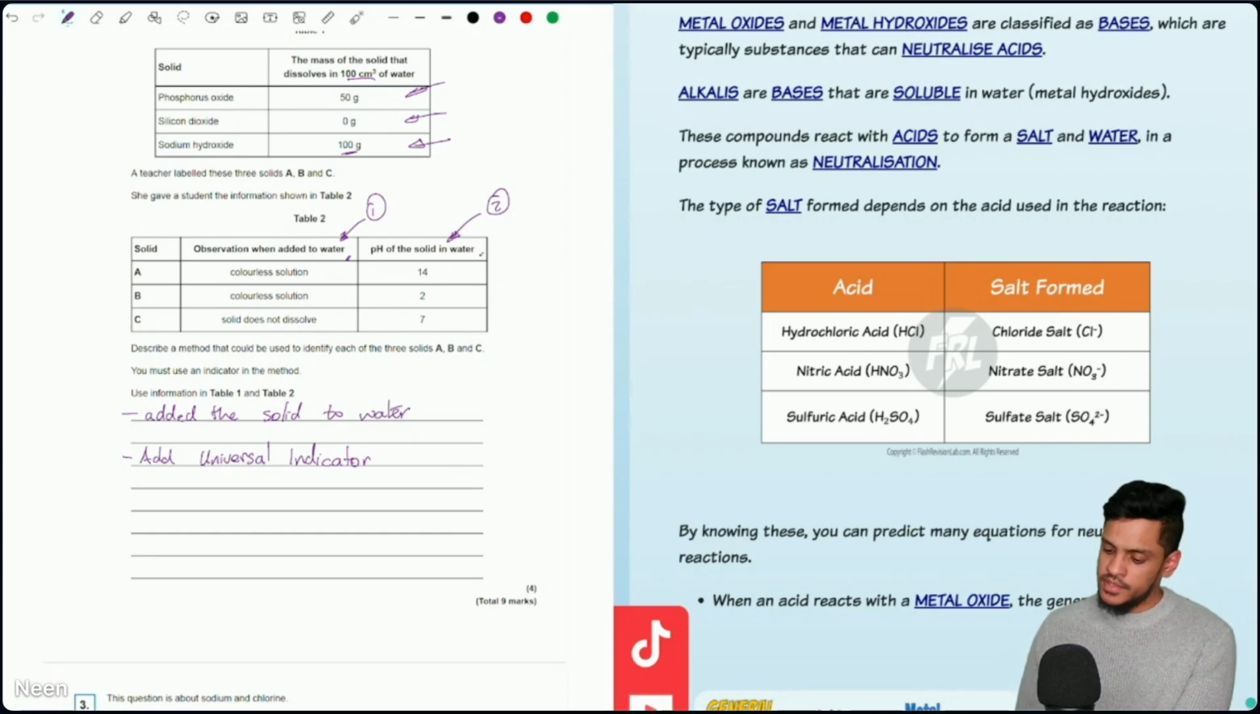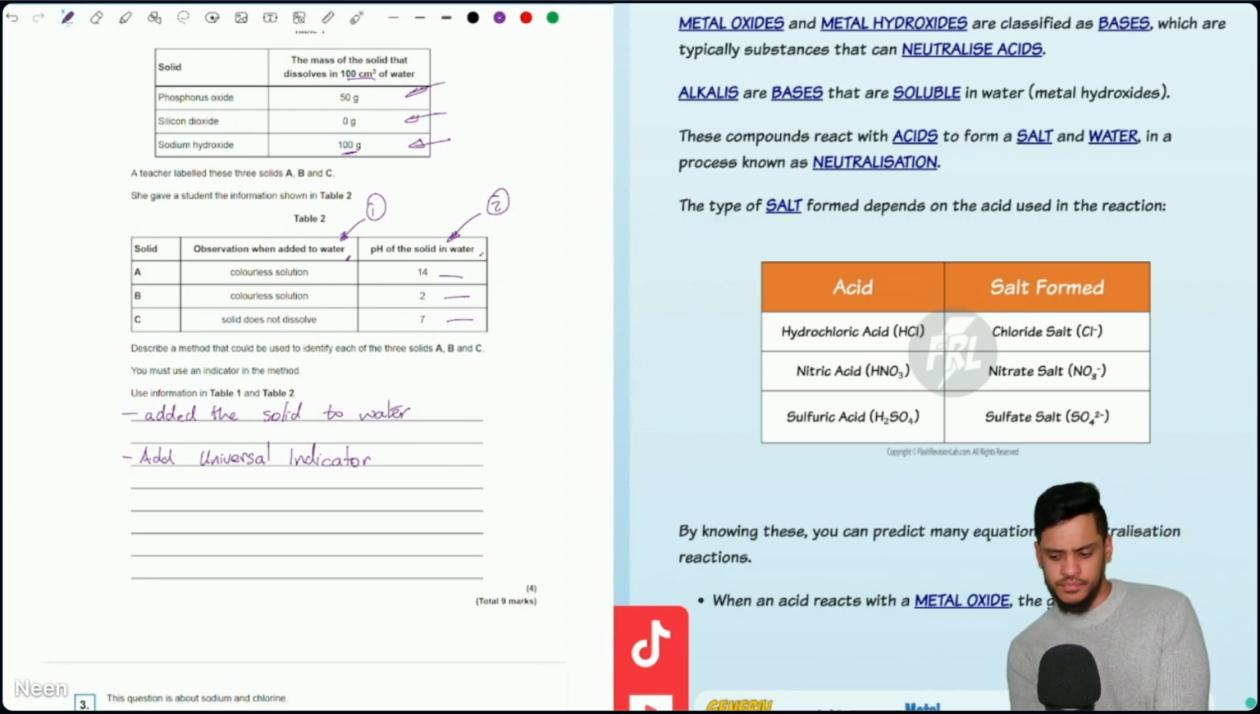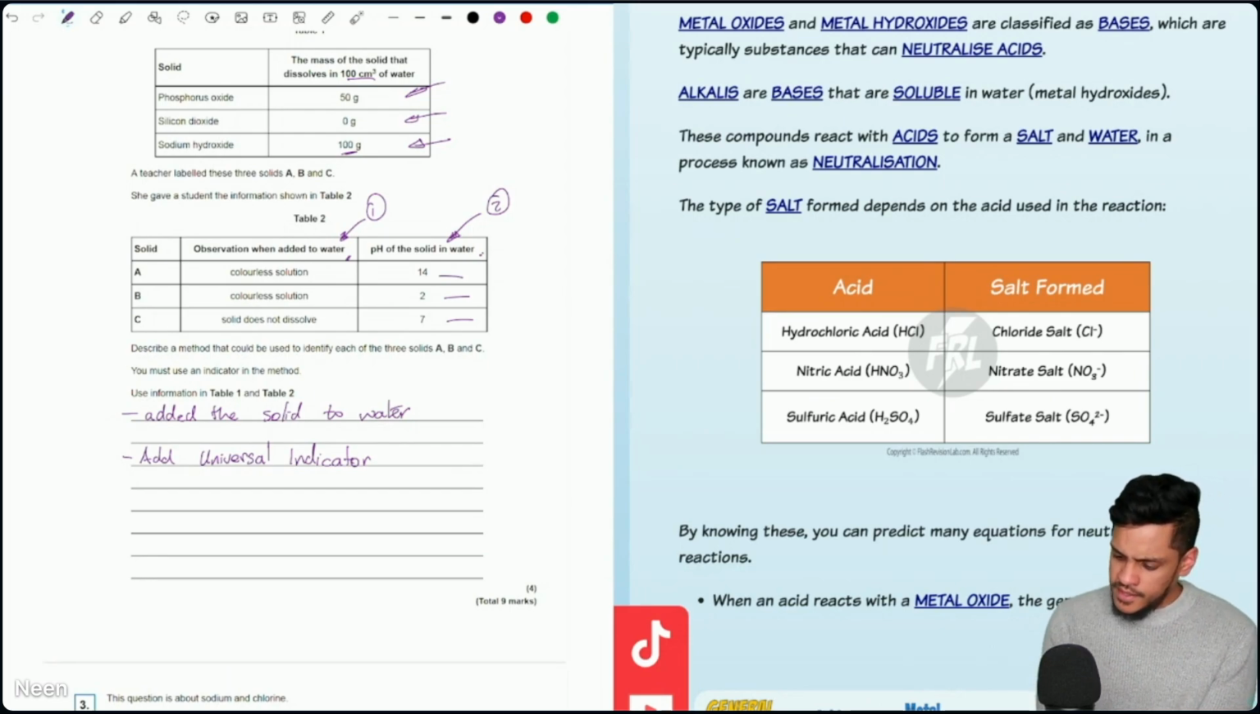Litmus paper. Litmus paper won't tell you the pH though. Litmus solution could, but litmus paper would just turn one color, isn't it? So it won't tell you that you have a pH of 14, 2, or 7. So I don't think that would get you the mark. But universal indicator and pH probe, you can kind of tell the pH from that. So how many marks is that? That is 2, I'd say 2 out of the 4 marks. And then what can you say about all of these?